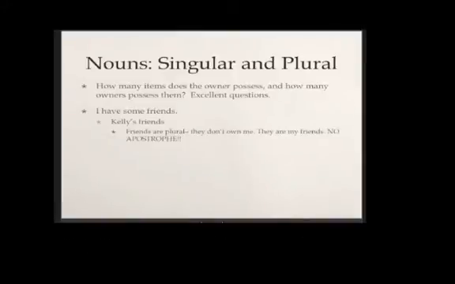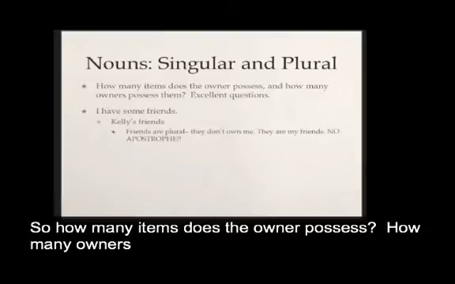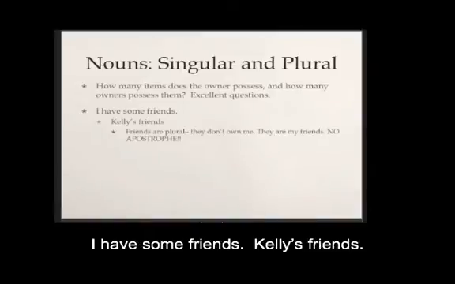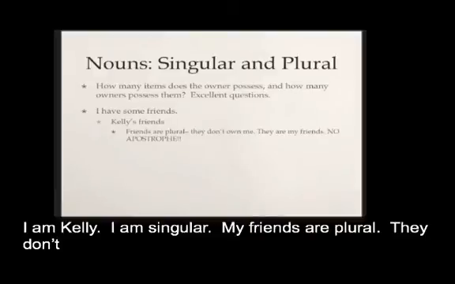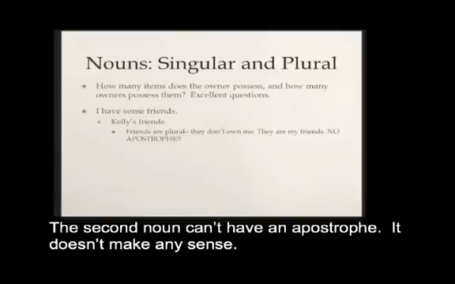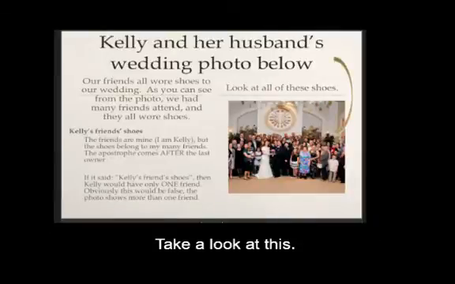Nouns, singular and plural. So how many items does the owner possess, and how many owners possess them? Excellent questions. I have some friends. Kelly's friends. I am Kelly, I am singular. My friends are plural. They don't own me. They are my friends. No apostrophe. The second noun can't have an apostrophe. It doesn't make any sense. Take a look at this.